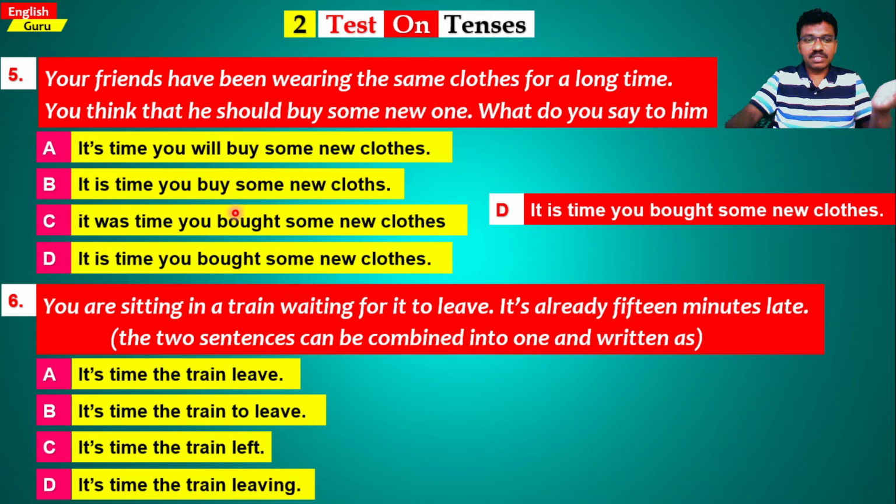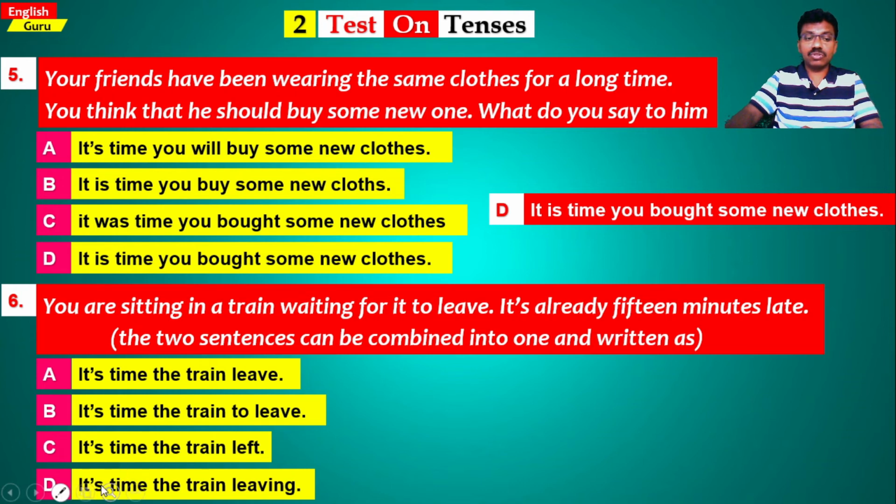We have already discussed in the previous question, whenever there is a phrase like it's time, there should be verb 2 in the sentence, because it's time always takes verb 2 after it. So when you see verb 2 in the following options, that is the right answer. So it's time the train leave. Leave is verb 1, so it is wrong. It's time the train to leave. To leave is to verb, to infinitive. This is also wrong. It's time the train left. This is verb 2. So of course option C seems to be very right.